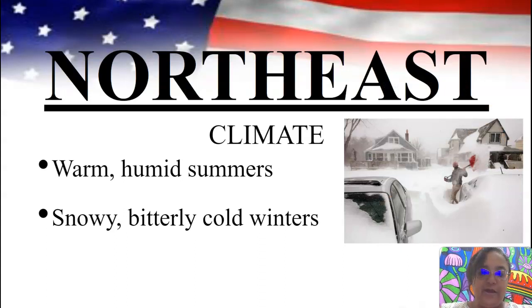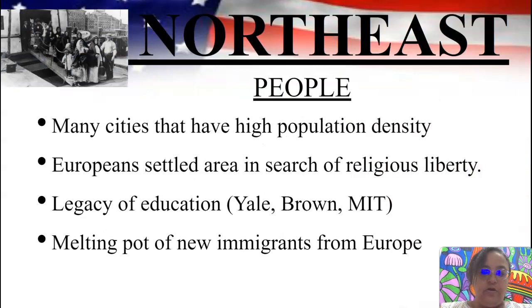Northeast climate: warm, humid summers, snowy, bitterly cold winters. Northeast people: many cities have a high population density. That was one of your vocabulary words. Europeans settled the area in search of religious liberty. There was a legacy of education. The universities of Yale, Brown, and MIT are there. It was a melting pot of new immigrants from Europe.